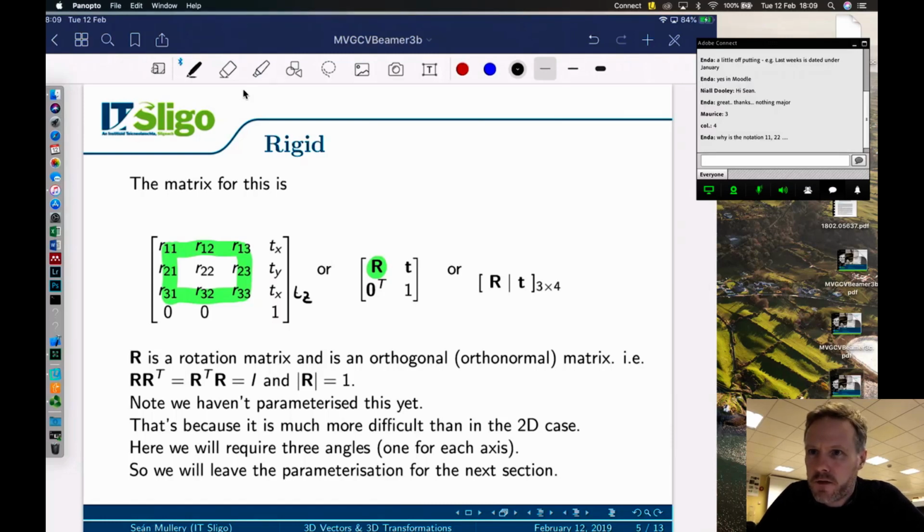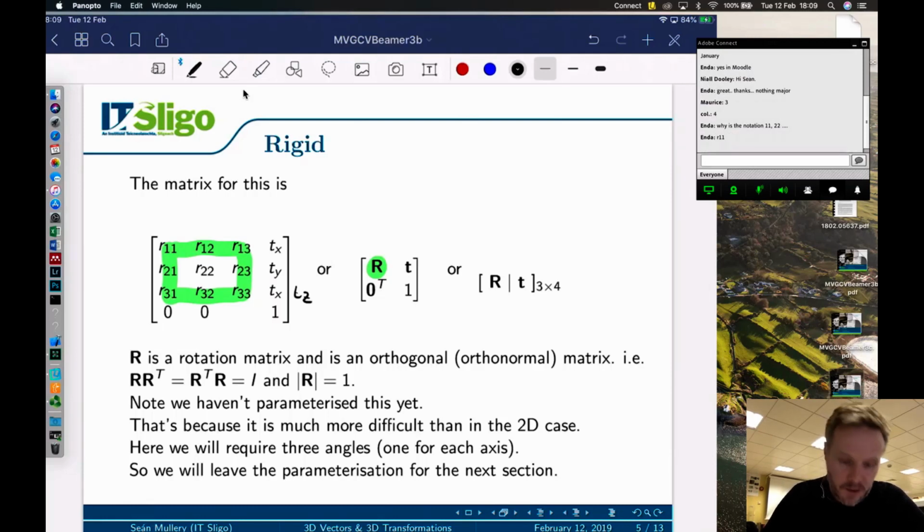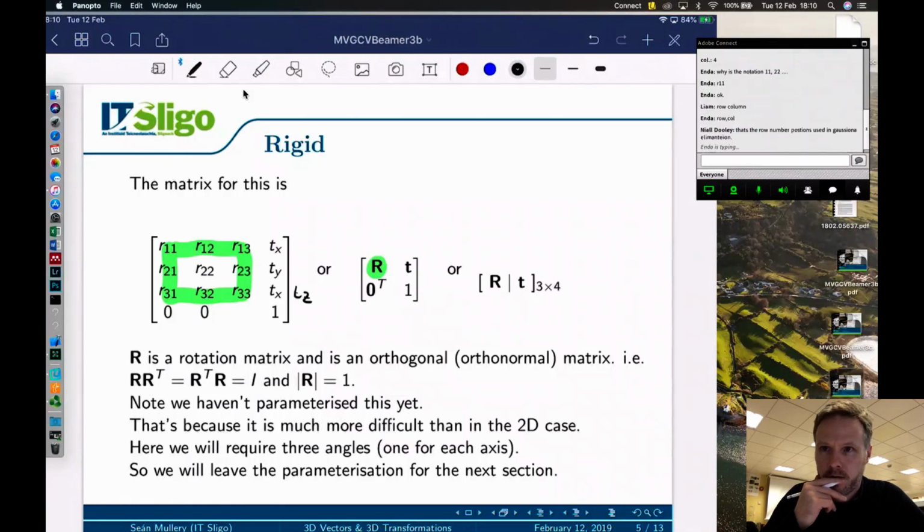Sorry, no, hang on. Why is the notation 1122? You're just talking about positioning, is it? Is that what you're asking me? That's just its position within the matrix. Are you familiar with that? Yeah, exactly. So you have come across this before. So it's just to tell each of the different ones apart, is all. It's just an indexing. Yeah, that's okay.